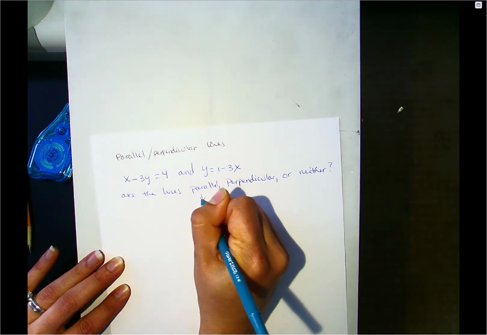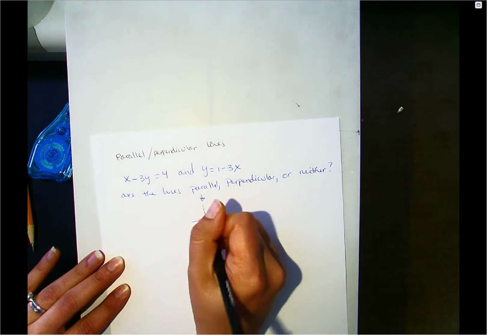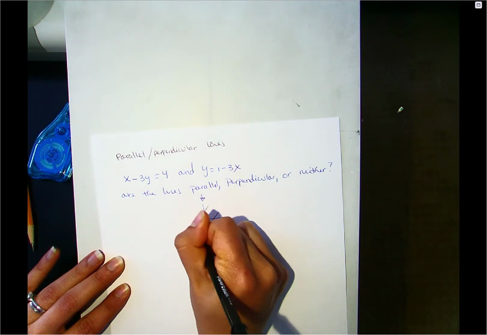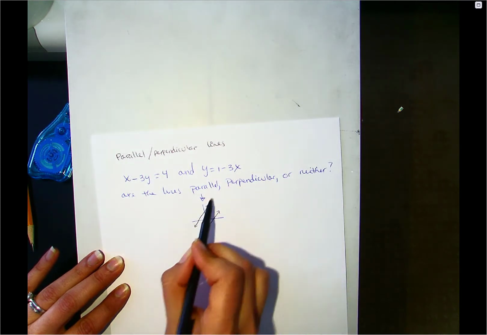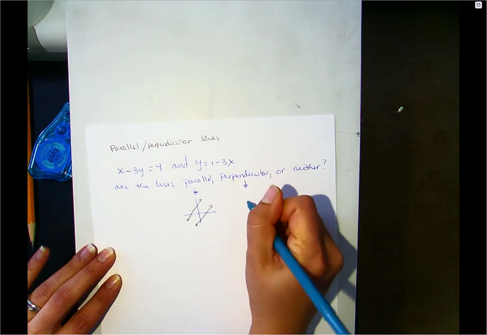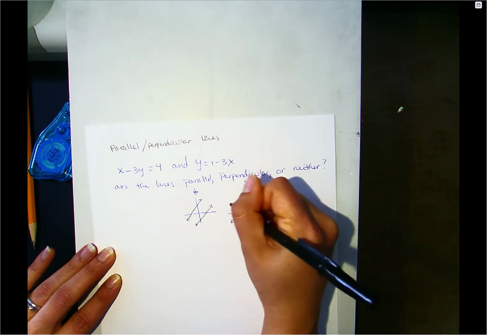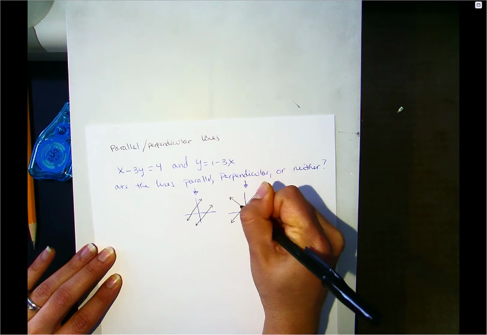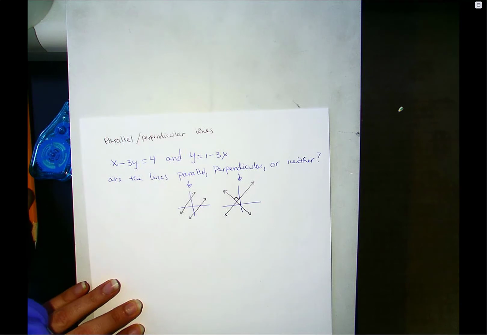So remember, parallel means they'll never intersect. So if you have two parallel lines, they'll never intersect, so they'll look something like that. Their slopes are the same, so they're never going to deviate from having that same rate of increase. Perpendicular lines means that they will intersect, but when they intersect, they'll intersect at right angles. So when they meet, they'll have a right angle as they meet. Neither, it just means they're two lines that are neither parallel nor perpendicular.